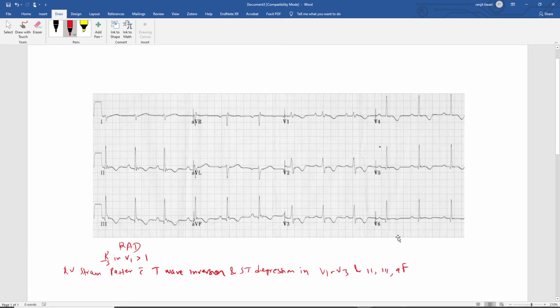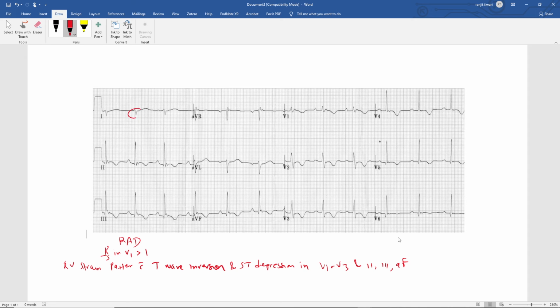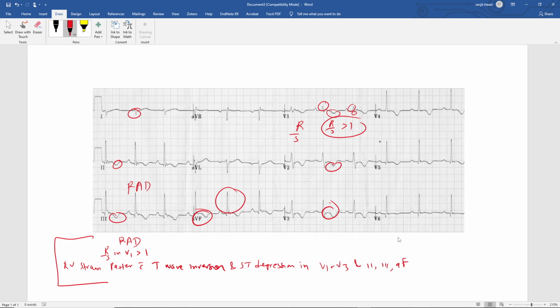Now see the last example. In this example lead I is predominantly negative and aVF is predominantly positive, thus it is right axis deviation. In V1 you can see it is predominantly positive; here it is R and here it is S, so the R to S ratio is greater than 1 in V1. There is also a right ventricular strain pattern with T wave inversion and ST depression in V1, V2, V3 and in II, III and aVF. So these features suggest right ventricular hypertrophy.